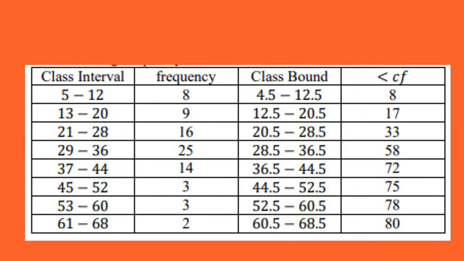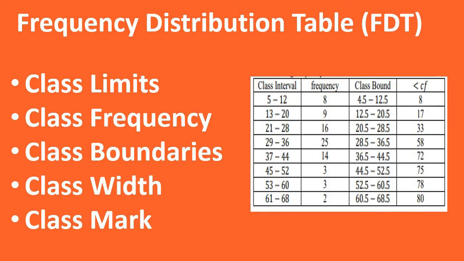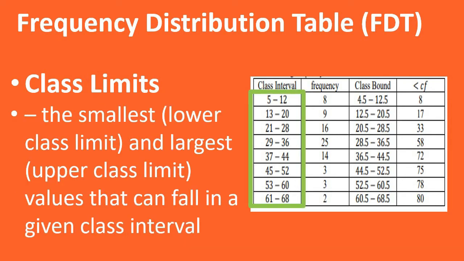Looking at this table, we refer to this as the frequency distribution table. And we will be dealing with different terms like class limits, class frequency, class boundaries, class width, and class mark. Let us define class limits. Class limits are values that can fall in a given class interval.